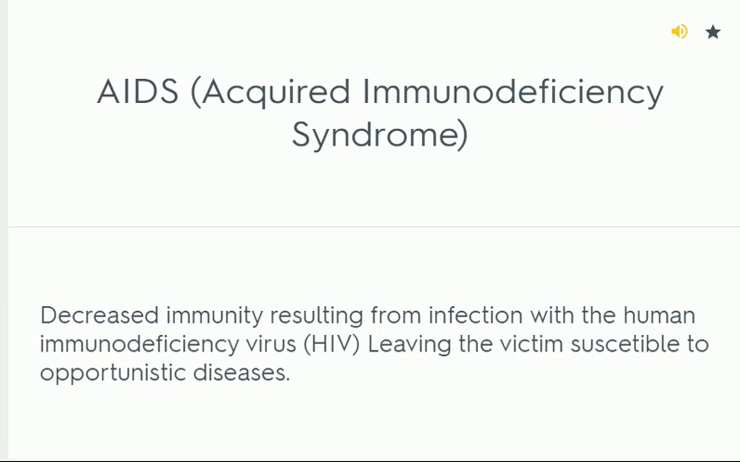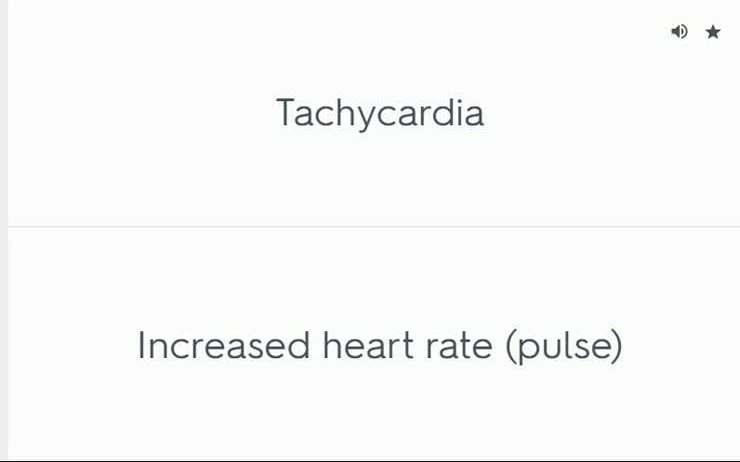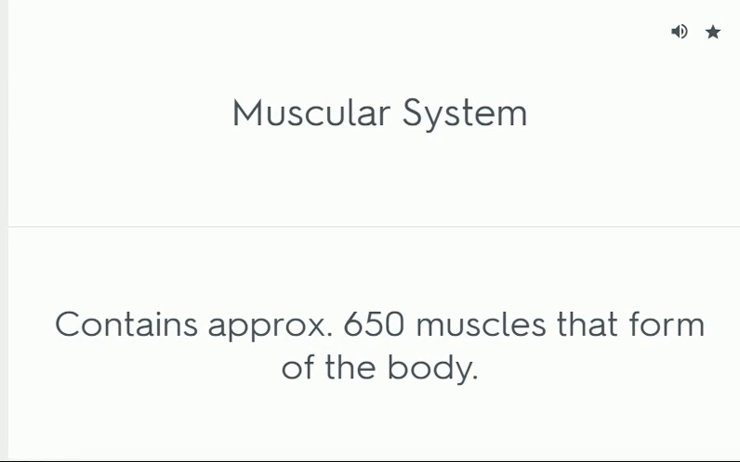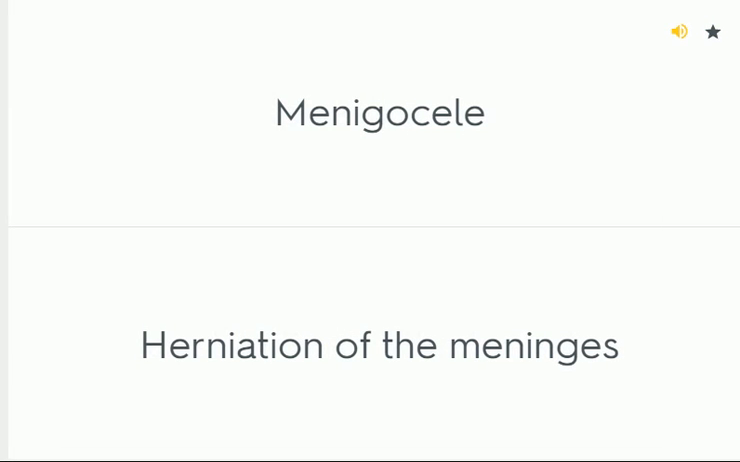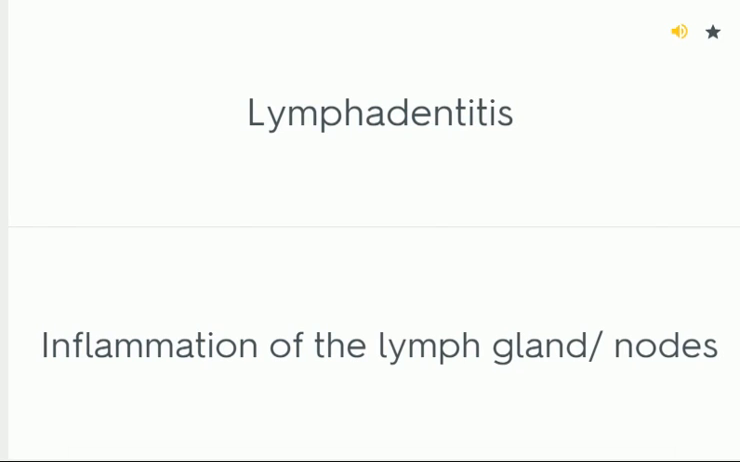AIDS: decreased immunity resulting from infection with the human immunodeficiency virus, leaving the victim susceptible to opportunistic diseases. Tachycardia: increased heart rate. The muscular system contains approximately 650 muscles that form the body. Mammoplasty: surgical reconstruction of the breast. Meningocele: herniation of the meninges. Lymphadenitis: inflammation of the lymph glands or nodes.